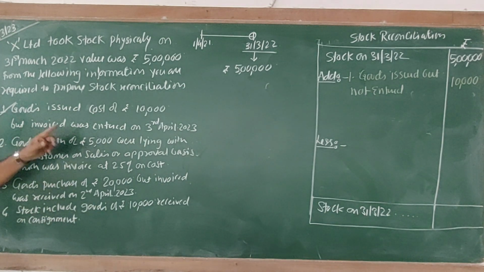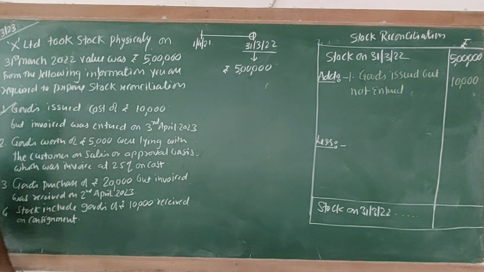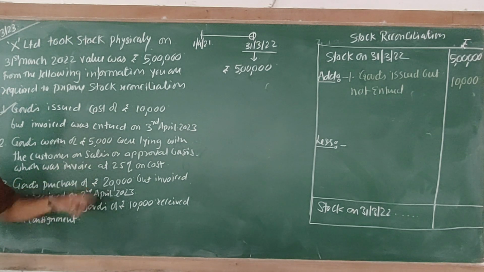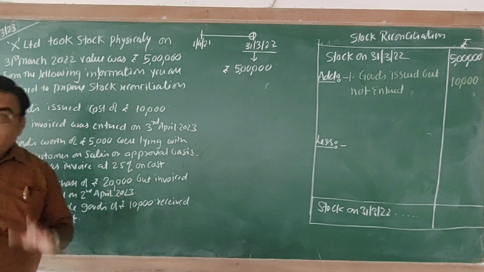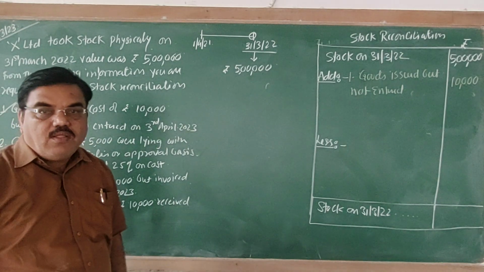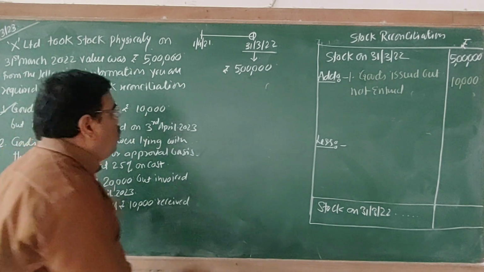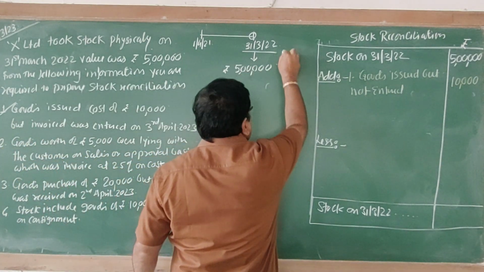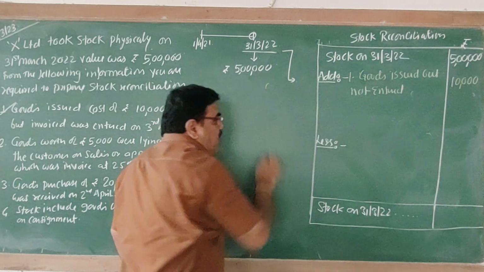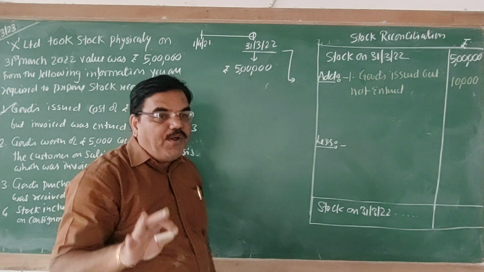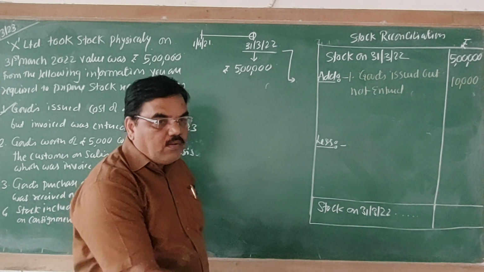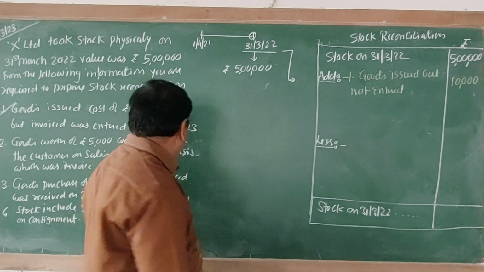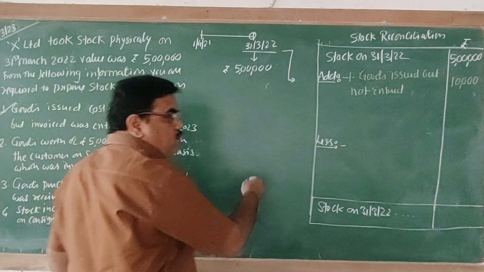Goods worth rupees 5,000 were lying with the customer on sale or approval basis, which was invoiced at 25% on cost. Now pay attention here. With whom are these goods right now? They are with our customer, lying with the customer. Worth how much? 5,000, exactly 5,000.